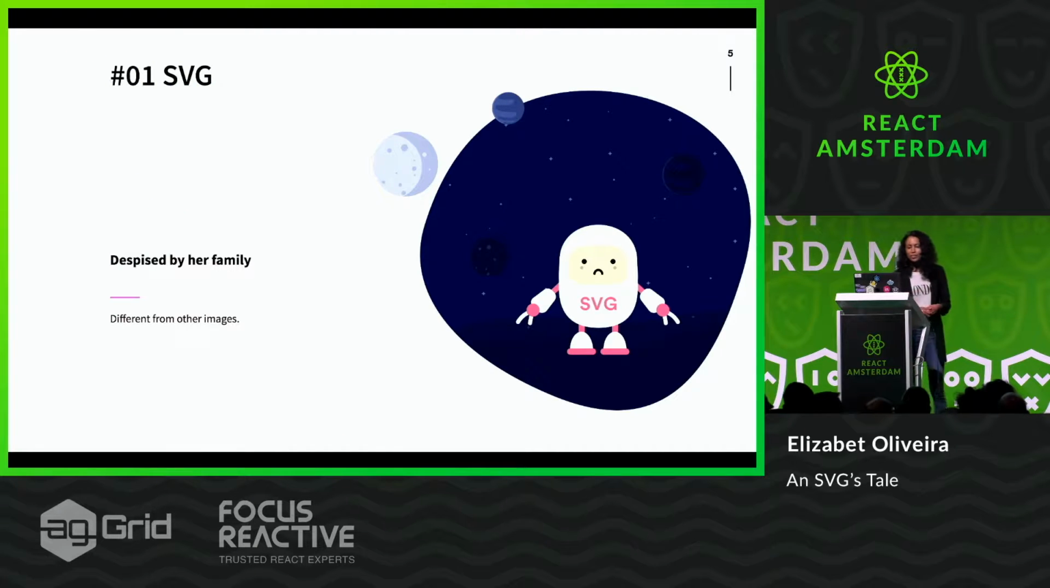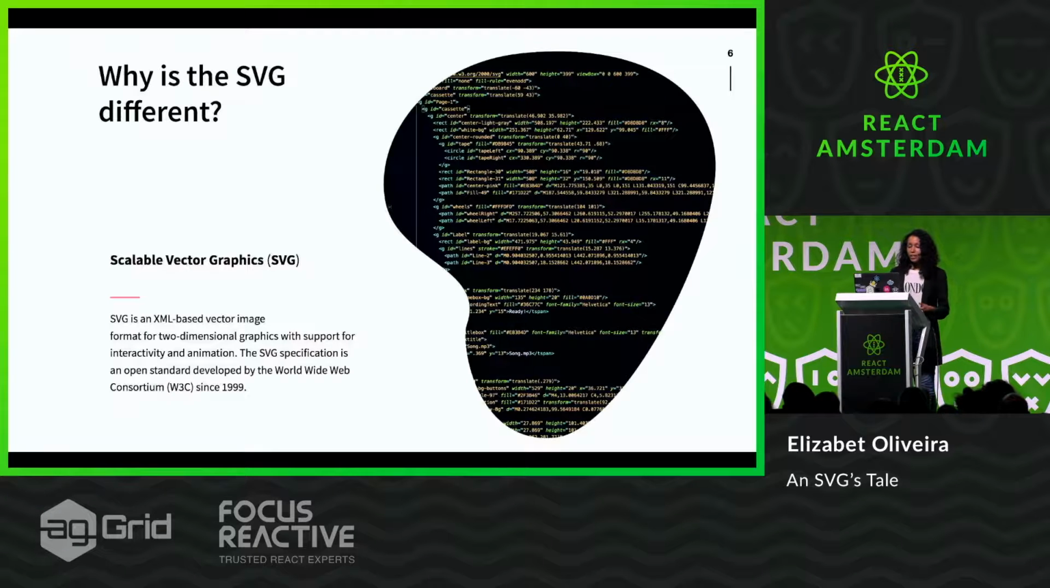So this is the SVG. She's a little girl, and she's a little bit sad. Why? Because she's despised by her family, and because she's different from the other images, different from the PNG, the GIF, and the JPEG. And why is the SVG different?